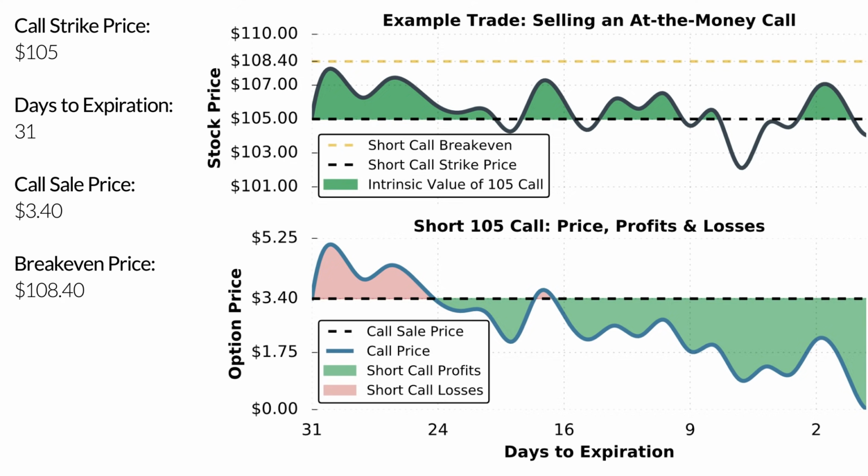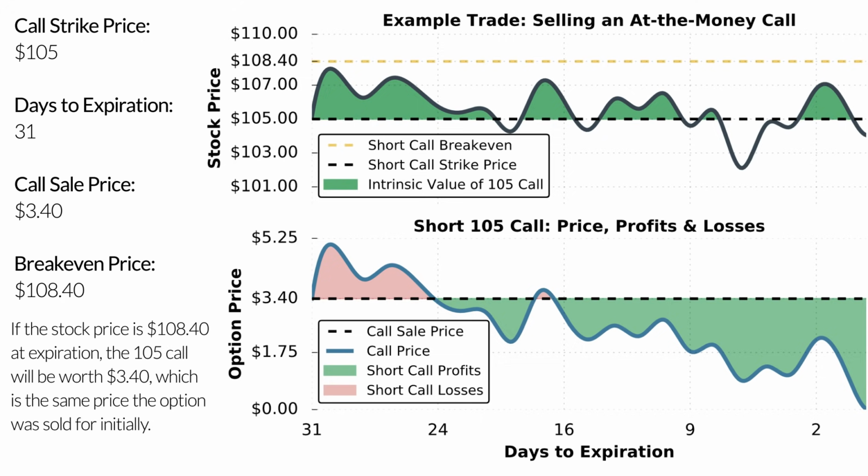This gives the short call trader a break-even price of $108.40, because if the stock price is right at $108.40 at expiration, the option price with a strike price of $105 will be worth $3.40, and if I short a call option for $3.40 and it is worth $3.40 at expiration, I will not have a profit or loss on that trade, which means I break even.